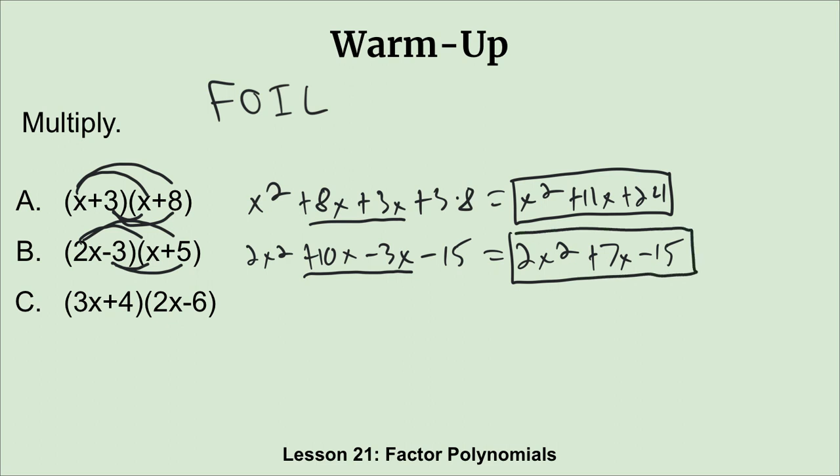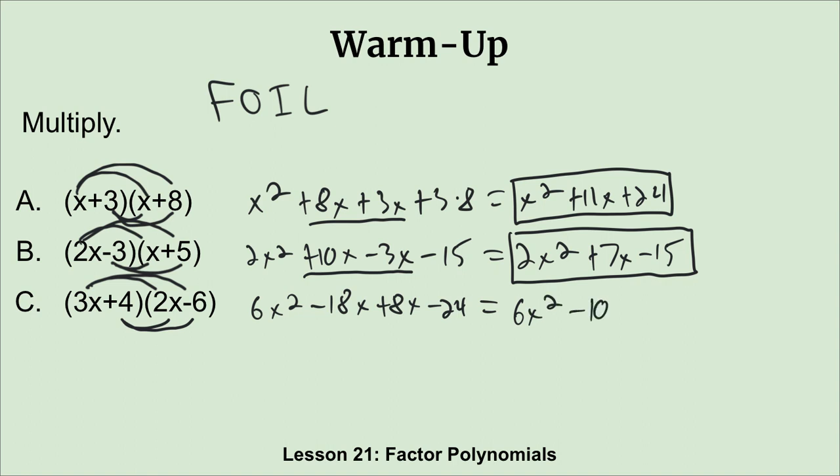And then the last one, 3x times 2x is 6x squared. 3x times negative 6 is minus 18x. 4 times 2x is plus 8x. And 4 times negative 6 is negative 24. So we get 6x squared minus 10x minus 24.